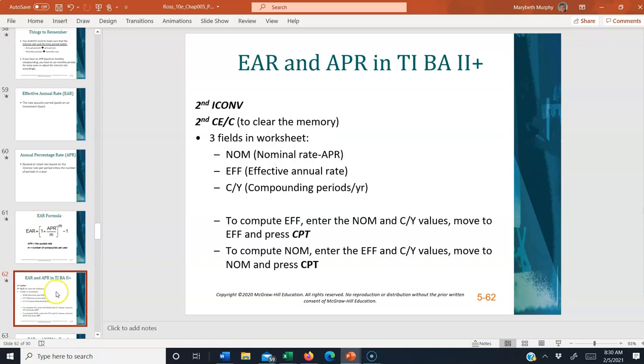And using the financial calculator, you're going to hit the second key and you're going to hit ICONV. You're going to hit the second key and you're going to hit CE/C to clear the memory. There are 3 fields in the worksheet: the nominal rate, the effective annual rate, and the C/Y, the compounding periods. To compute the effective, you're going to enter the nominal and the compounding periods, move to the effective and press compute. To compute the nominal, you're going to enter the effective and the compounding periods, move to NOM and press compute.